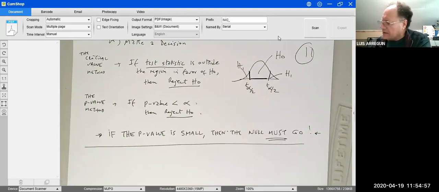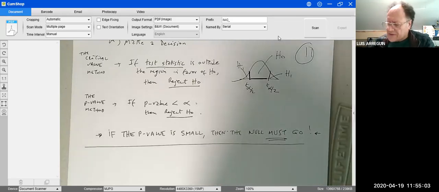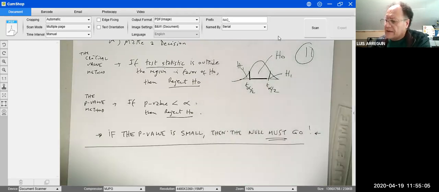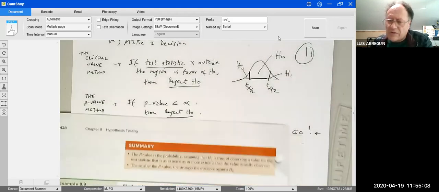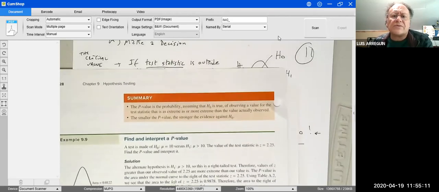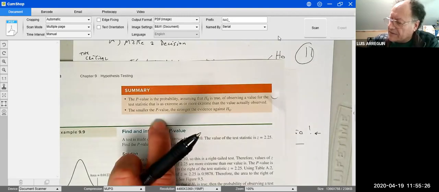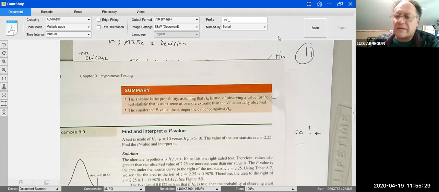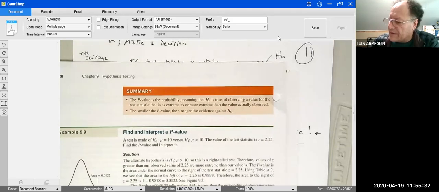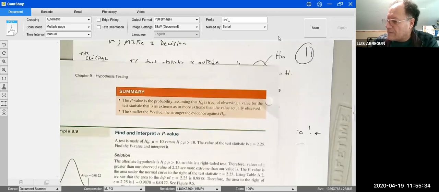And what is the p-value? I didn't talk about the meaning of the p-value before, so you can check pages 428 and 429 to read about it. The p-value is just the probability, assuming that the null is true, of observing a value for the test statistic that is as extreme as or more extreme than the value actually observed. And the smaller the p-value, the stronger the evidence against the null. So it's what I mentioned before: if the p-value is small, then the null must go.